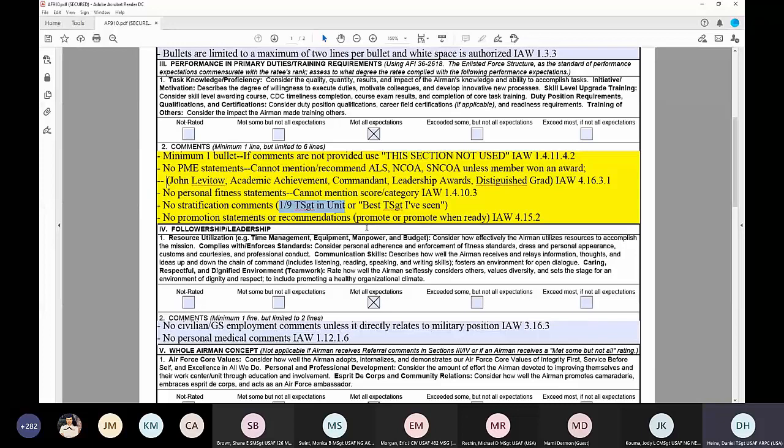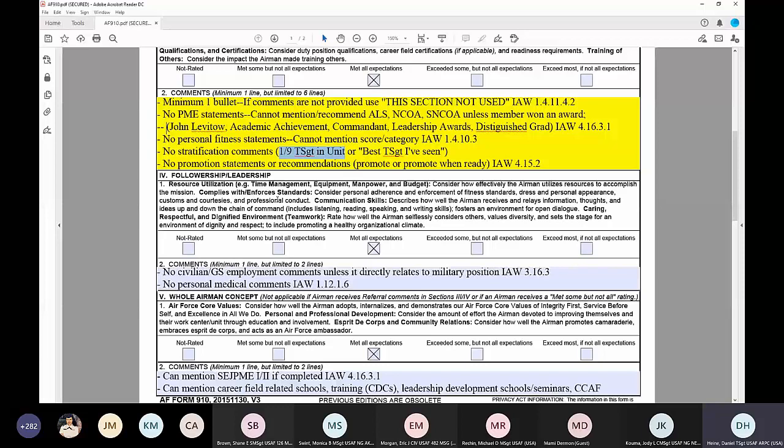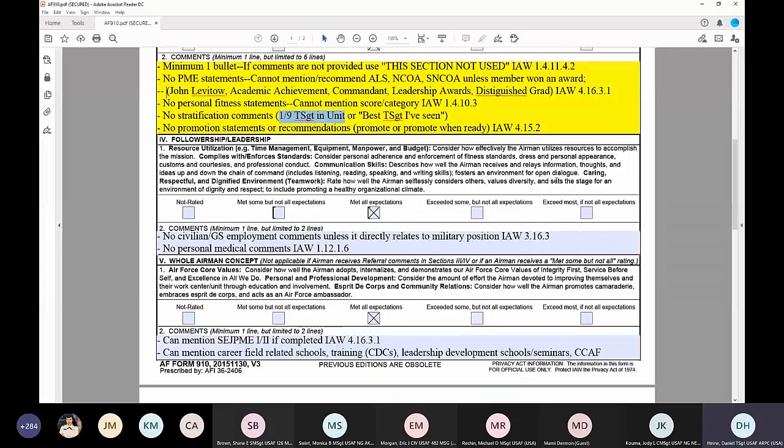Moving down to Section 4, this is where the followership and leadership bullets will go. Again, the member will have to receive a rating in this section. Not rated will not be used unless it's a fully non-rated report. This applies to the rest of the form as well.